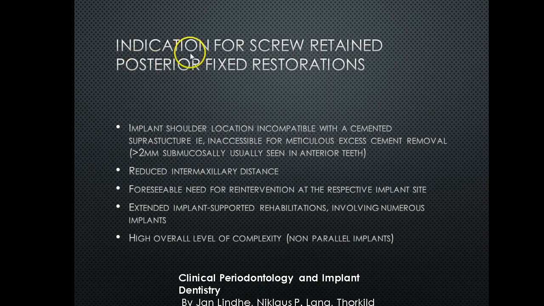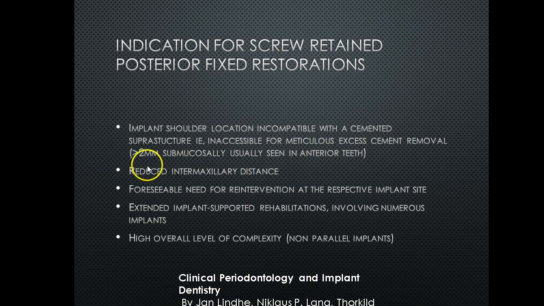So let's look at the indications for screw-retained posterior fixed restoration. We talked about the excess or leakage of cement that can cause inflammation of the surrounding tissue. One of the indications for screw-retained posterior fixed restoration is if the implant shoulder location is incompatible with the cement structure, for example, inaccessible for proper access for cement removal.